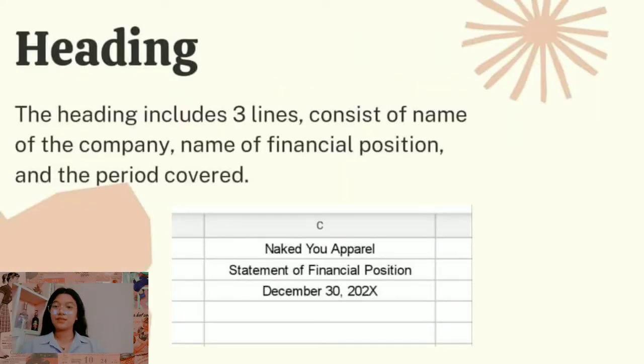Okay, so for the last one, we have here the heading. Yung heading ay nagkakonsist ng 3 lines which includes the name of the company, statement of financial position, and the period covered. So meron ako ditong example na ipapakita sa inyo. For the first line or for our name of the company, we have here the Naked You Apparel. Second line is the statement of financial position, and for the third line, we have the time covered which is the December 30 XXXX. Understood?